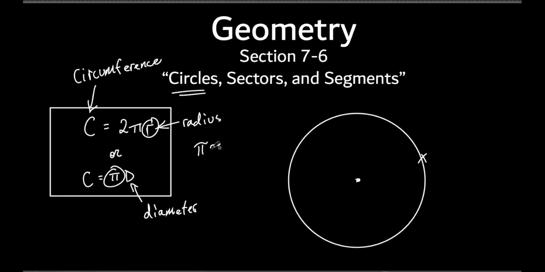Okay, what is pi? 3.14. Now watch, I'm going to put a little squiggly equal sign. Why do I put a squiggly equal sign? It's approximately, that's the word I want you to use. It's approximately 3.14, okay? Where does that number come from?